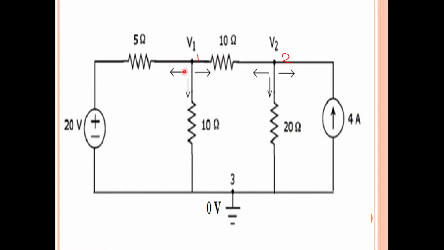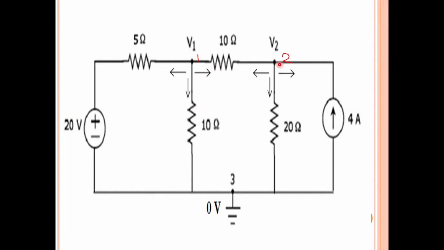This arrow mark is leaving this node, moving away from the node. This arrow mark is also moving away from the node. That means all the branch currents that I have assumed here are leaving the node. Here also at node 2, all the currents are leaving the node. You can assume all currents entering the node and reverse these arrow marks, or if you want, any of these currents entering and any leaving.